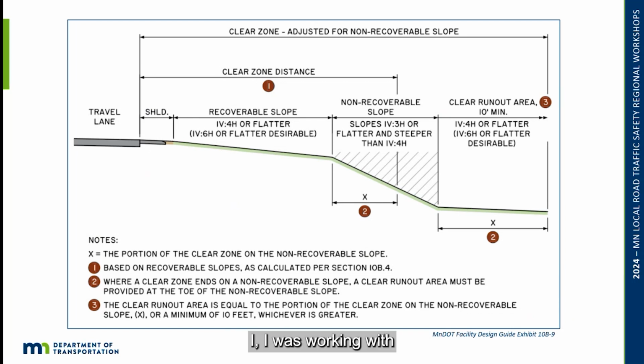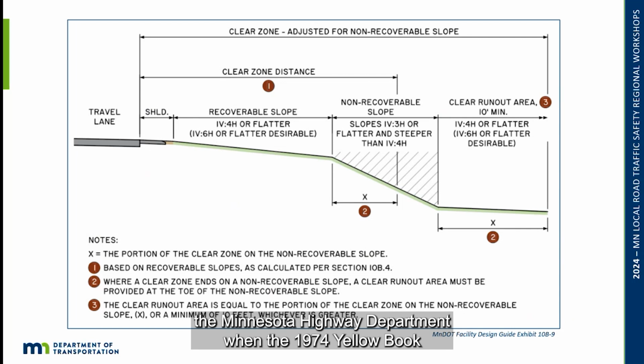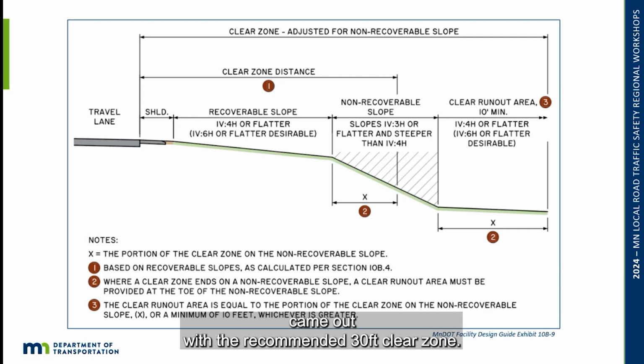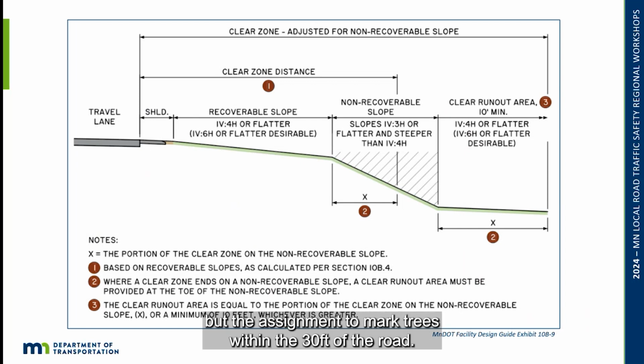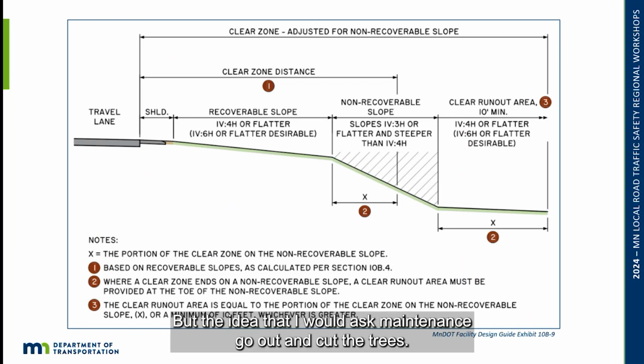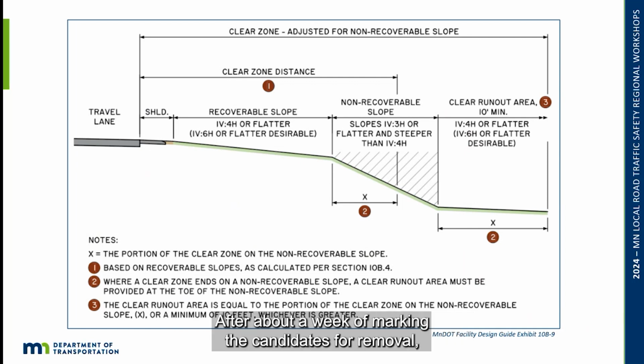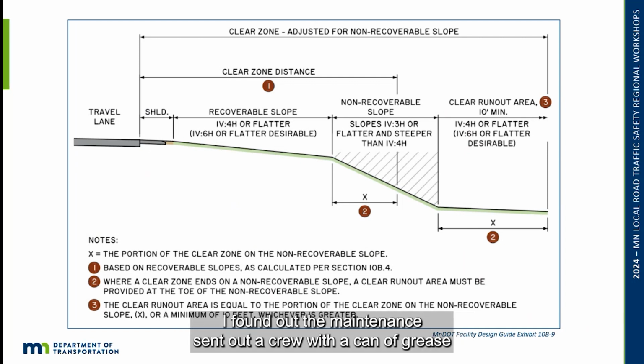I was working with the Minnesota Highway Department when the 1974 Yellow Book came out with the recommended 30-foot clear zone. I sent staff out with a cloth tape measure and a can of yellow spray paint with the assignment to mark trees within 30 feet of the road, with the idea that I would ask maintenance to go out and cut the trees. After about a week of marking the candidates for removal, I found out that maintenance sent out a crew with a can of green spray paint to cover up the yellow marks.